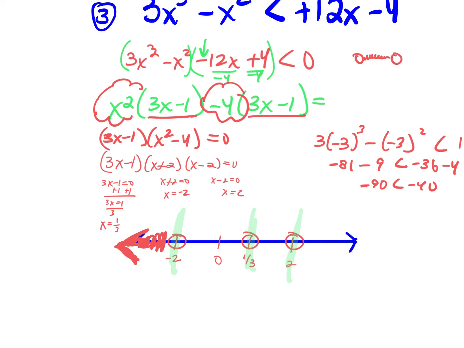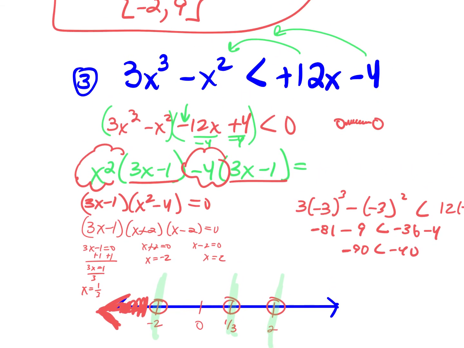All right, what's another number I can try? 0. Let's try 0. If I plug in 0, you can do this in your head. What happens to the left-hand side of your inequality? It becomes 0. And the right-hand side becomes what? Negative 4. Is 0 less than negative 4? No. Okay, so that doesn't work there.